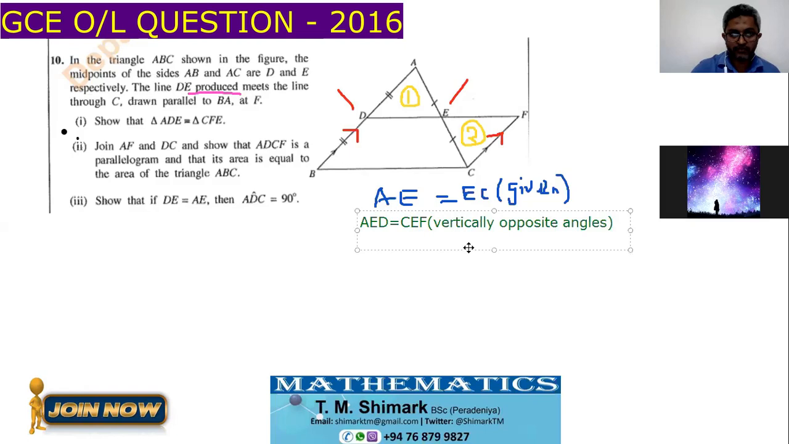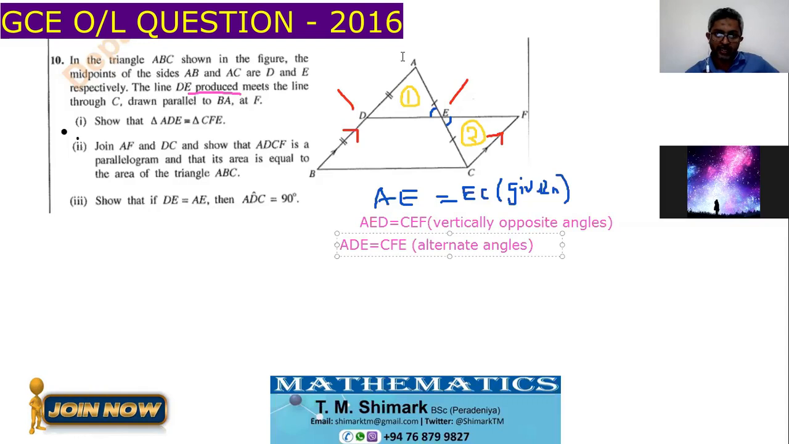What are the other obvious reasons we have? Angle AED is vertically opposite to angle CEF. These two angles are vertically opposite angles, so they are always equal. Anything else? Angle CFE and angle ADE are alternate angles. Why alternate angles? Because these are parallel lines.